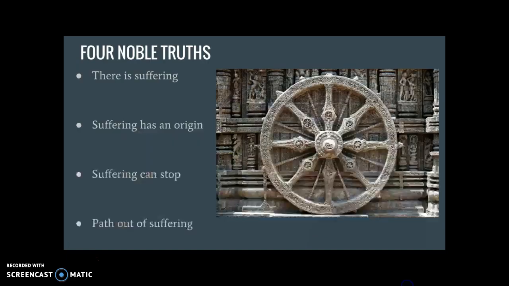Some of their main beliefs, the Four Noble Truths is a big one for them. So Buddhists believe that people suffer because of their desire for things. It's because you want things that there is suffering in the world. So this leads us to their Four Noble Truths. They state that there is suffering in the world, suffering has an origin, suffering can stop, and that there's also a path out of suffering. So we all suffer, there's a reason why we suffer, we can make it stop, and then there's a way to make it stop. The way to make the suffering stop is called the Eightfold Path.